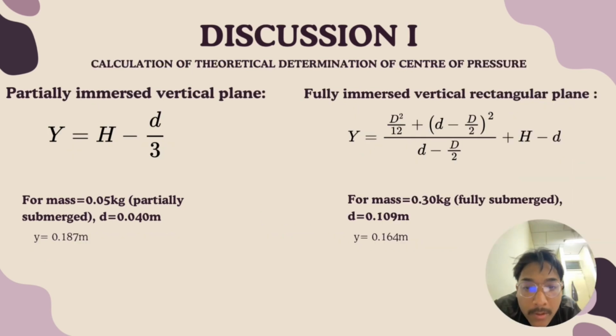Next, for the calculation of theoretical determination of center of pressure, with partially immersed vertical plane, we have Y equal to H capital minus d over 3, and the other equation is Y equal to the formula here on the right side. For partially immersed, for a mass 0.05 kilogram, Y equal to 0.187 meter. And for mass 0.3 kilogram, fully submerged, the Y equal to 0.164 meter.